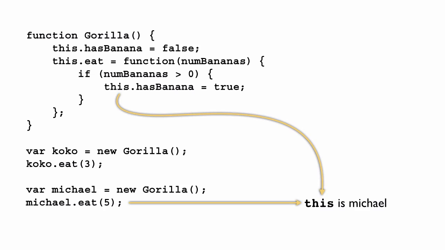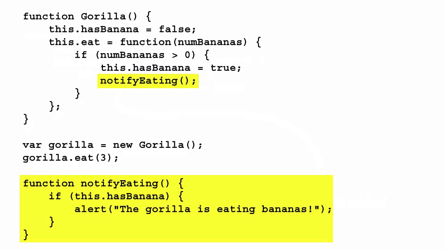So to keep track of the value of this in object methods, you need to know which object was used to call that method. Now let's change the code just a bit and call a function notifyEating from the eat method. This function is just going to check to see if the gorilla has a banana, and if so, alert us that the gorilla is eating a banana. It looks straightforward, but when you run the code, you won't see any alert message. You won't see an error either. So you might wonder what's going on.